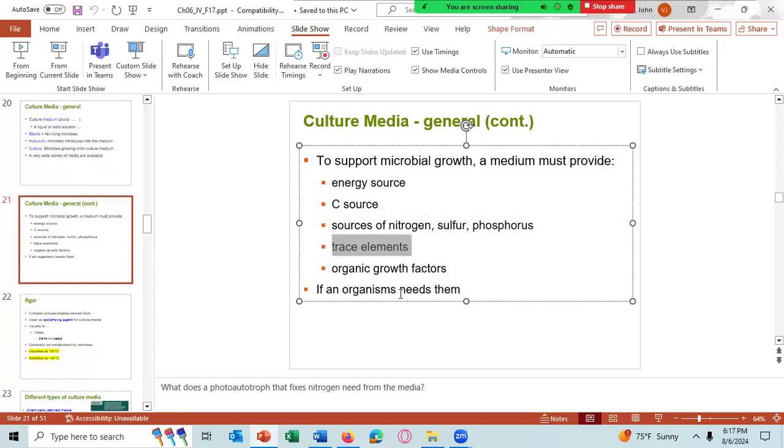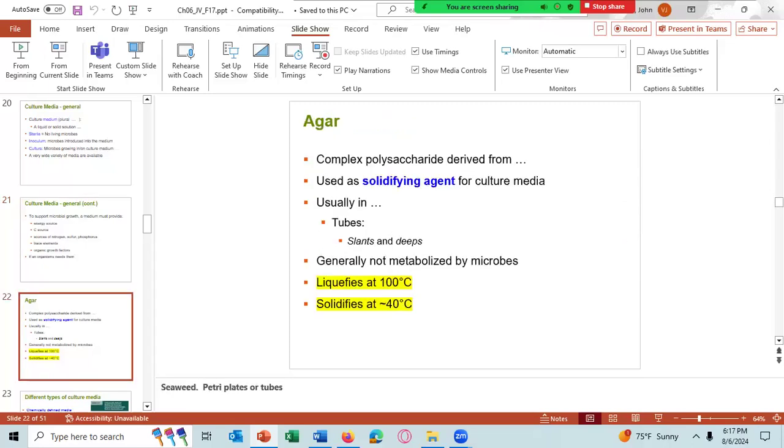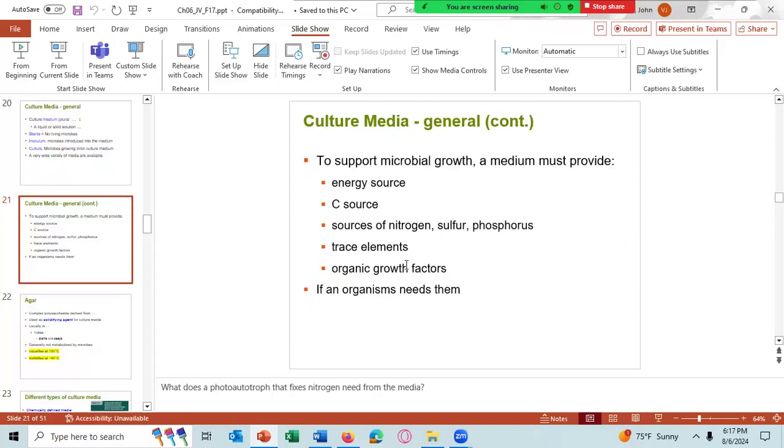So it depends really on what you're growing, and what you need to supply. Usually we grow things like E. coli, which would need an energy source, a carbon source, and a source of nitrogen, sulfur, and phosphorus. It would not need growth factors, and although it does require trace elements, the tap water would supply them.